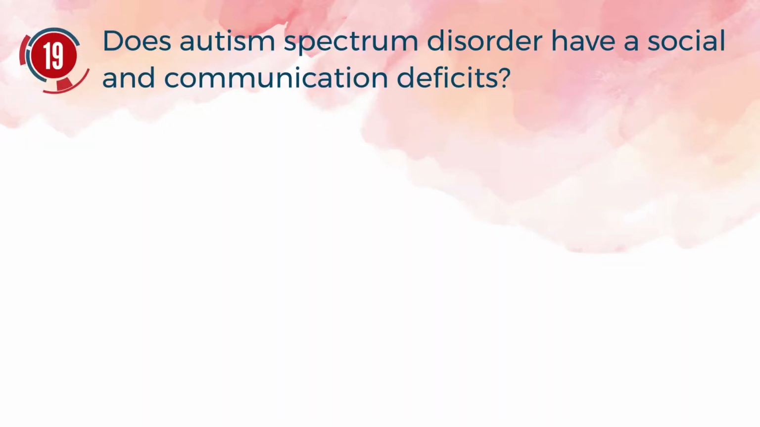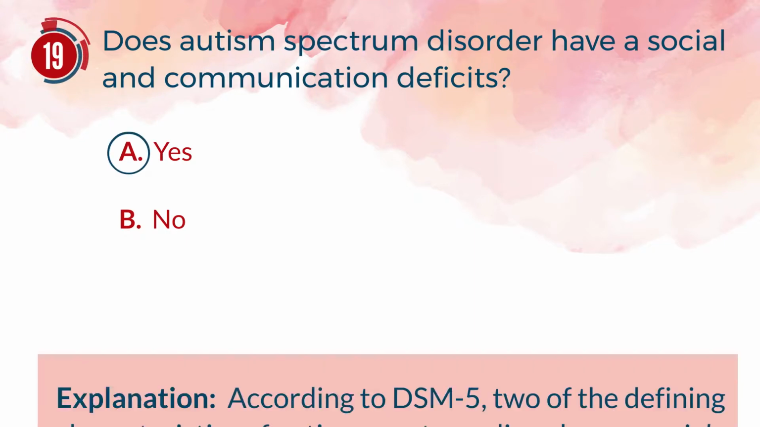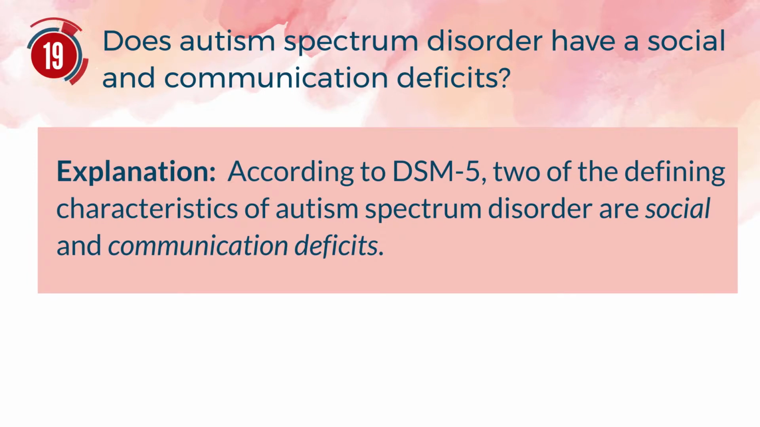Number 19. Does autism spectrum disorder have social and communication deficits? A. Yes. B. No. The answer is A. Yes. Explanation. According to DSM-5, two of the defining characteristics of autism spectrum disorder are social and communication deficits.